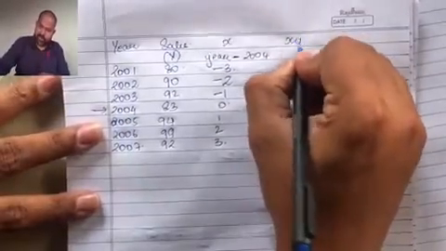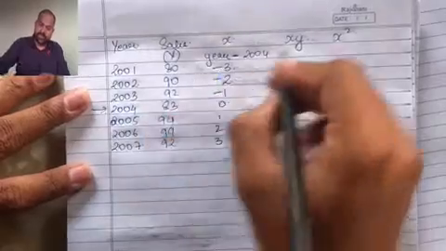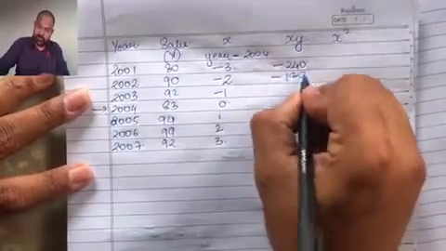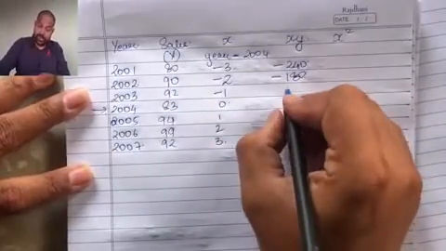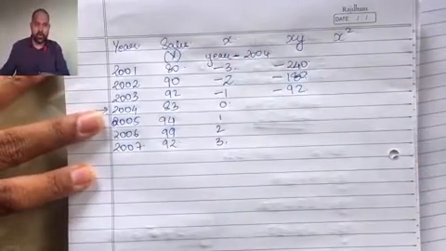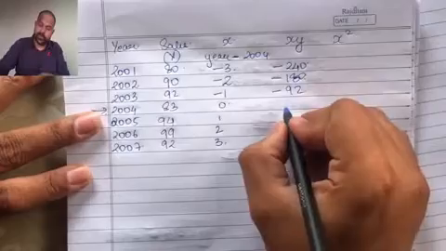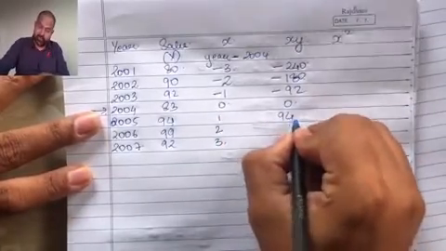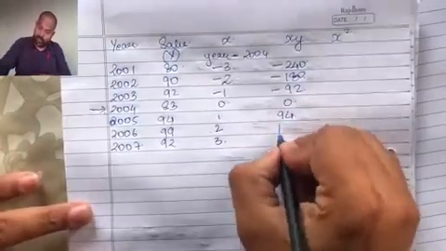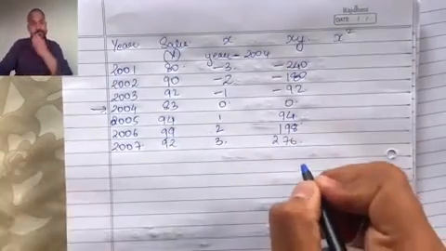I still have to find an xy. I still have to find an x square for substitution. XY: 8 threes are 24, so negative 240. 9 twos are 18, so negative 180, sorry. 92 into 1 is negative 92. Excuse my handwriting; when I tend to talk a lot and my brain is working faster than my hand, this tends to happen. 83 into 0 is 0, 94 into 1 is 94, 99 into 2 is 198, and 92 into 3 is 276.